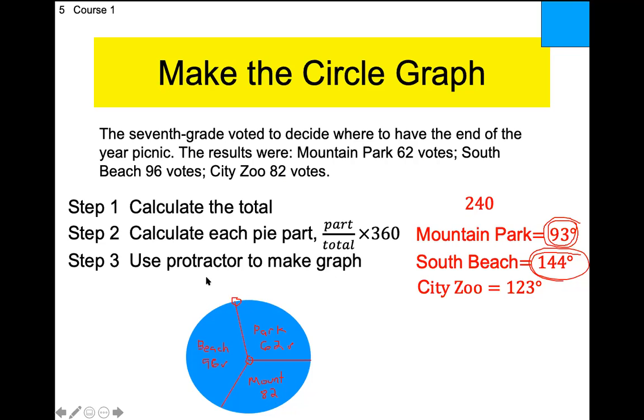Now we still need to put a title. And what was this? Picnic votes or picnic choices. Something to that effect. Picnic votes.